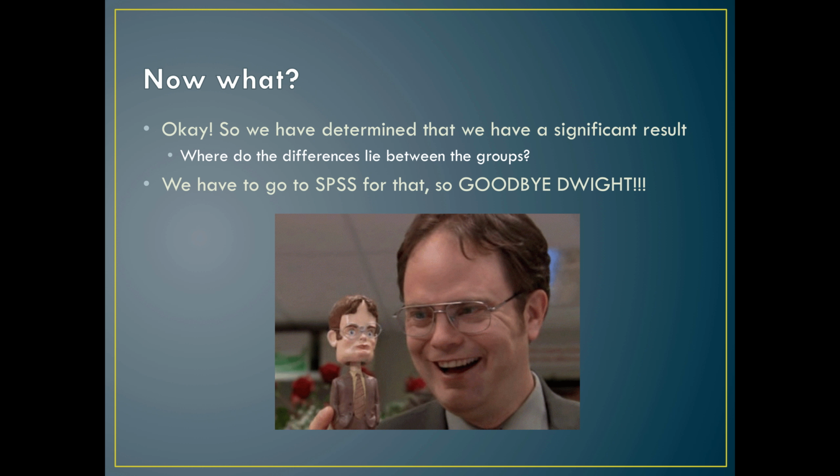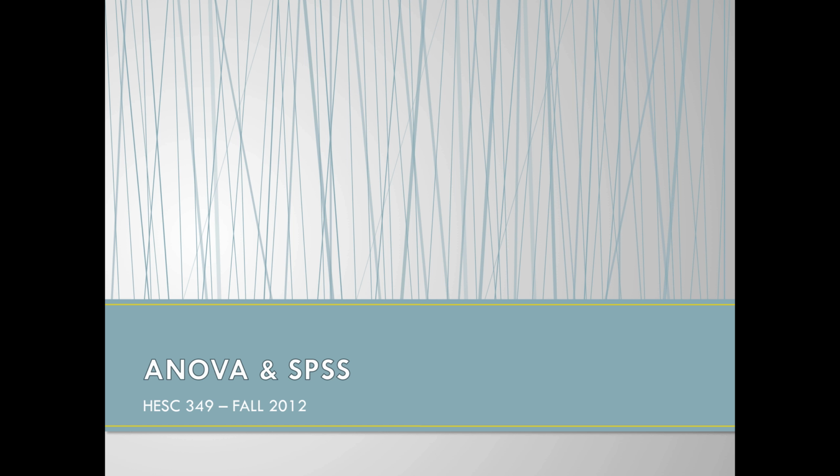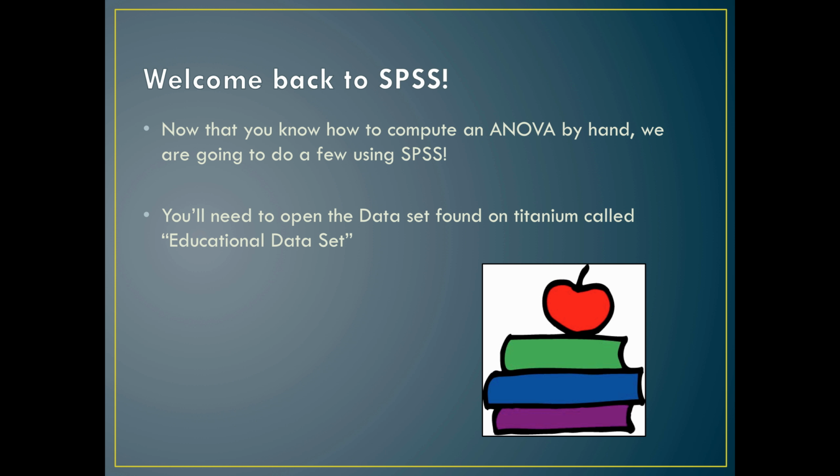Okay, Dwight is really happy, but we're going to have to say goodbye to him because the next step is, after you conclude your ANOVA, you need to find, well, I found those differences. The question is now which group differs from which one. So goodbye, Dwight, and we're going to go over to the ANOVA in SPSS.